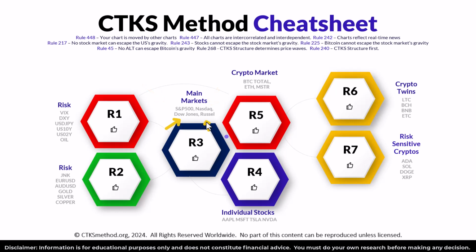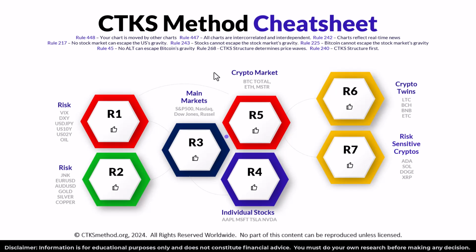Another reason that we look at the main markets, such as the S&P 500, the Nasdaq, the Dow, and the Russell 2000, is because of Rule 217. No stock market can escape the US's gravity. This is measuring the US's market. So what does that mean? If you're in Australia and the S&P 500 is going nuts, it's just going parabolic, guess what? The potential is the Aussie market will go in the same direction.